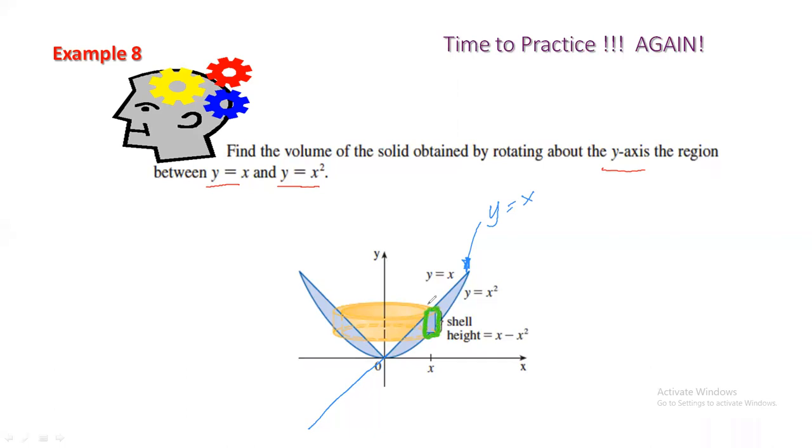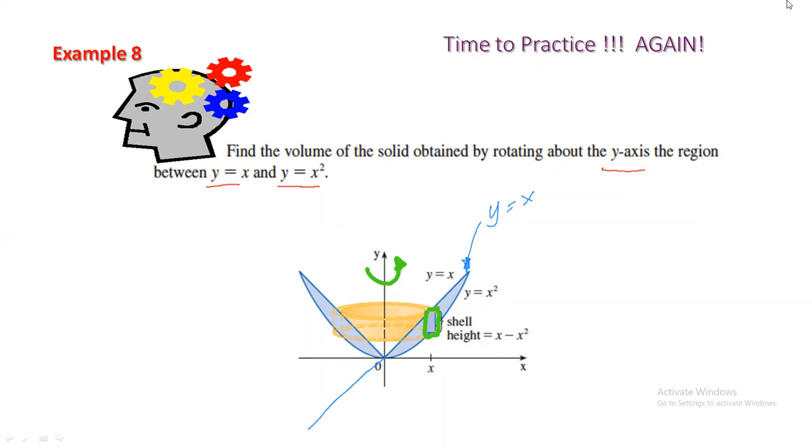Now, that cross section is rotated around the y-axis. So it's another shell method. This cross section is rotated around the y-axis. So this one is easy because in terms of the distance of this cross section from the y-axis, it's simply x. However, in terms of the height, or the width of the rectangle, it would be the difference of y equal to x and this one, x squared. This is x minus x squared. So that would be the height of this already.